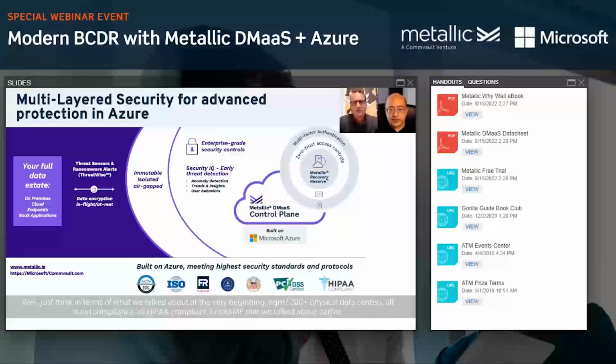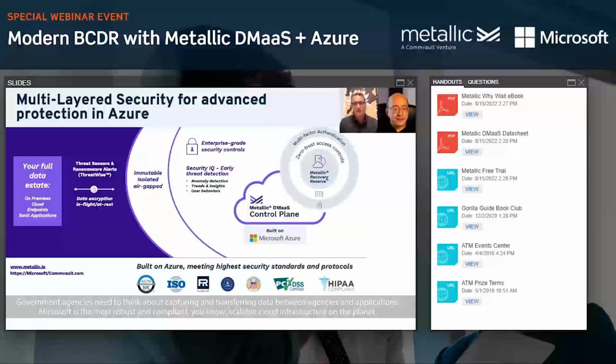Well, just think in terms of what we talked about at the very beginning, right? 200 plus physical data centers, all SOC compliant, all HIPAA compliant, FedRAMP that we talked about earlier. Government agencies need to think about capturing and transferring data between agencies and applications.